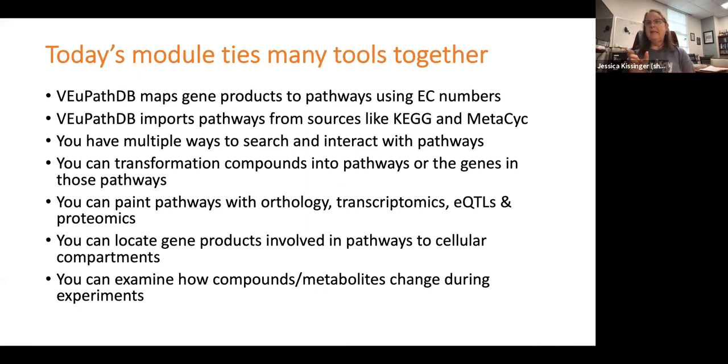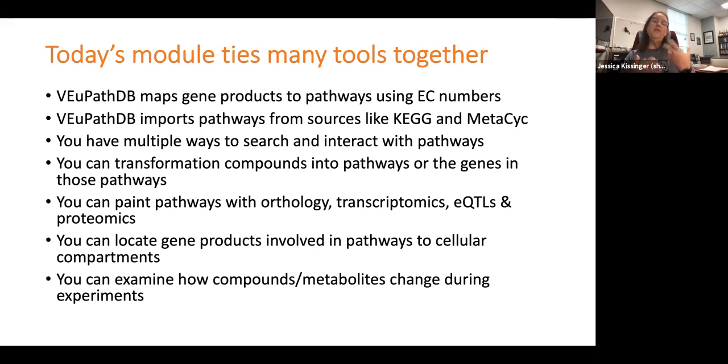pathways using that EC number. And we talked about EC numbers in one of our earlier exercises. These are enzyme commission numbers, right? And so we import pathways from a number of sources, primarily KEGG, but also MetaCyc in some instances. And we can map these gene products onto those pathways.